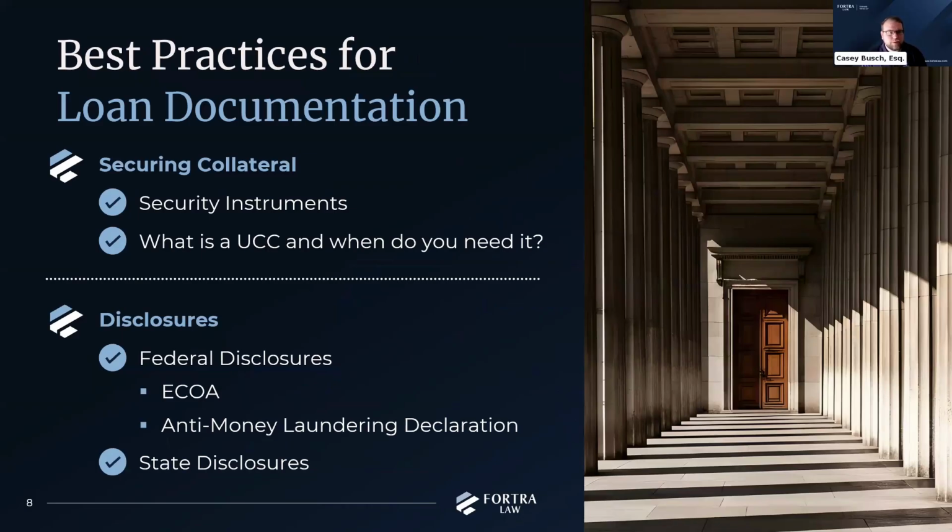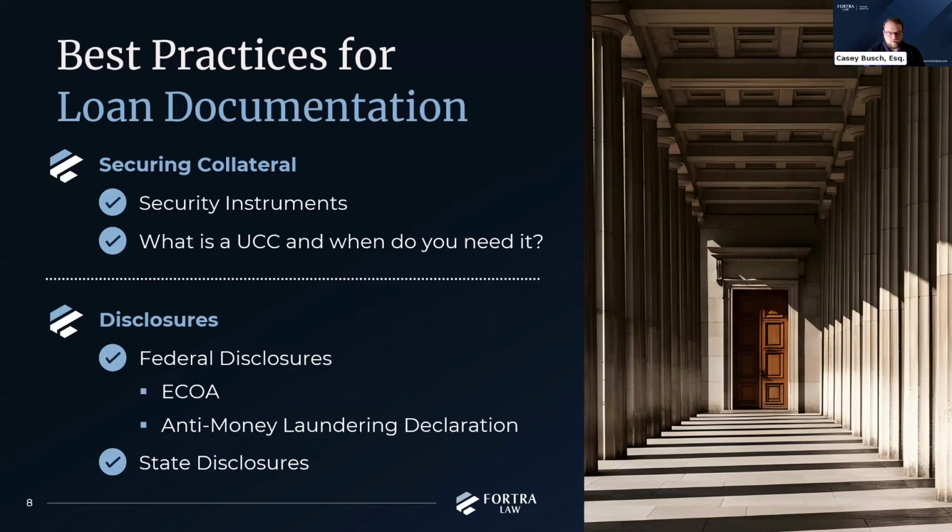So let's talk about best practices for documenting your loan. The primary thing you're going to want to do here as a mortgage lender is to secure your collateral. How do we perfect our security interest in collateral? Well, there's two primary ways of doing this. And the first one that you're going to need for real property is a security instrument. So a lot of the time when we get new lenders who are just entering into this industry, they'll ask, can I just get a note? Can I just get a UCC?